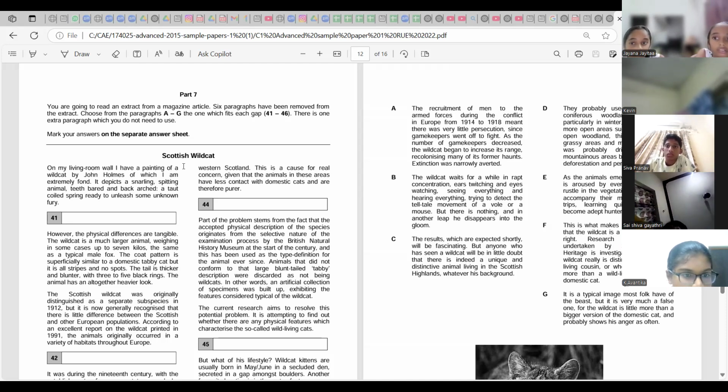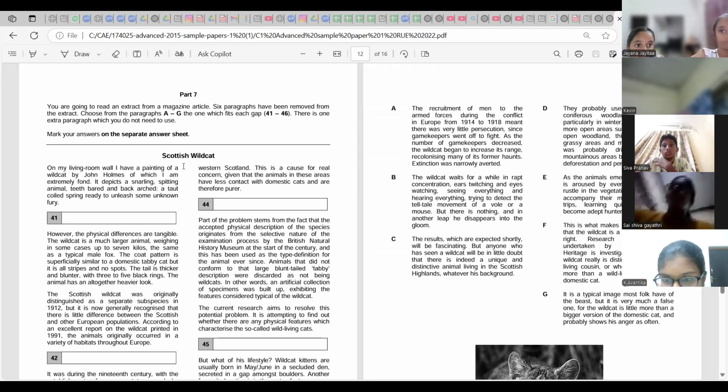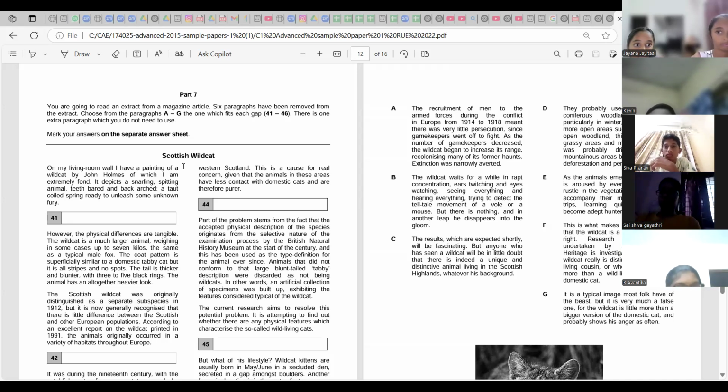The very first paragraph is very important. What Jaita read was very important here. On my living room wall, I have a painting of a wildcat by John Holmes, of which I am extremely fond. It depicts a snarling, spitting animal, teeth bared and back arched, a taut coiled spring ready to unleash some unknown fury. That's a huge description for a wildcat. The photograph is there on the wall. So the author has set up this tone. Scottish wildcat, extremely fond. He is liking that.